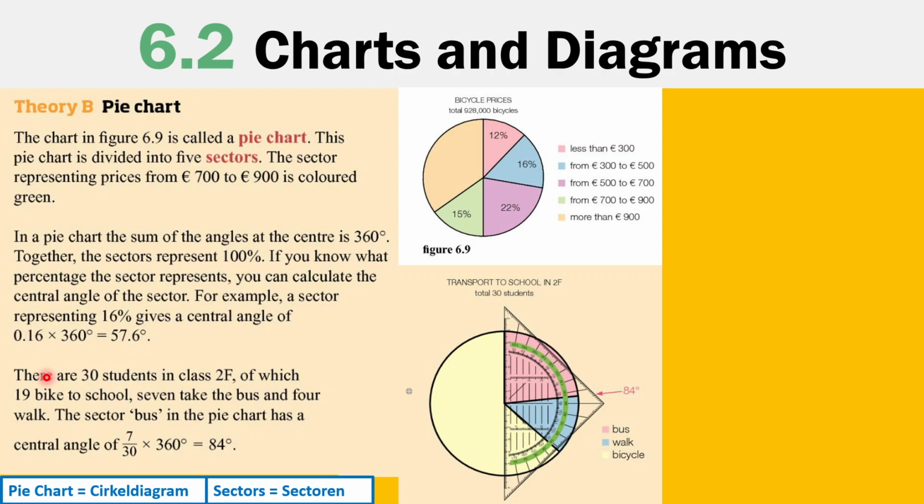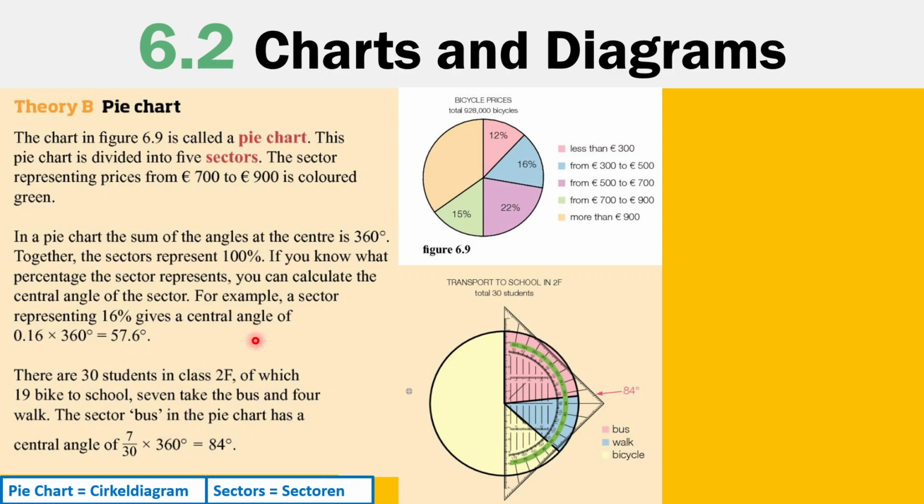And we can also calculate things like this. For example, there are 30 students in class 2F, of which 19 bike to school, 7 take the bus, and 4 walk. If I now want to calculate how big the central angle is of the bus, I take the amount that take the bus, 7, divided by the total amount, 30, and I do times 360 degrees. Then I have my central angle that is going to be connected to my sector bus.